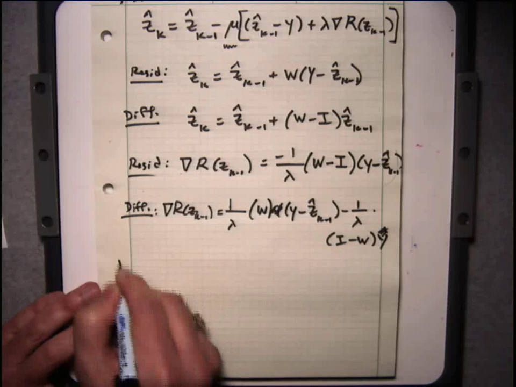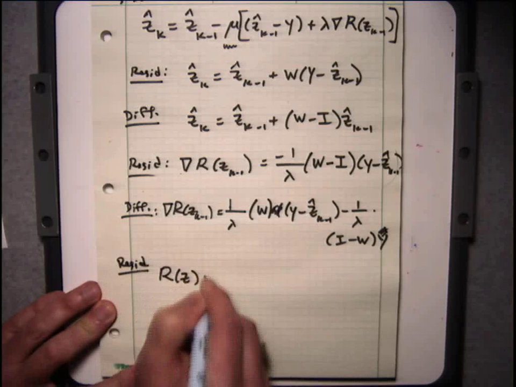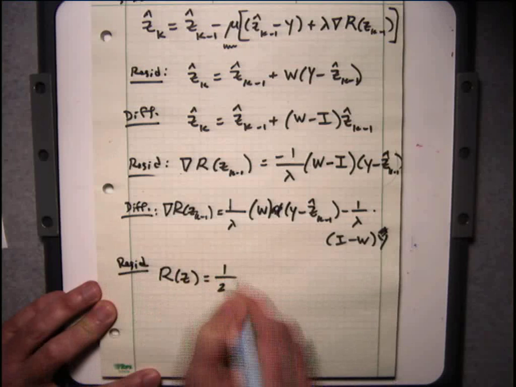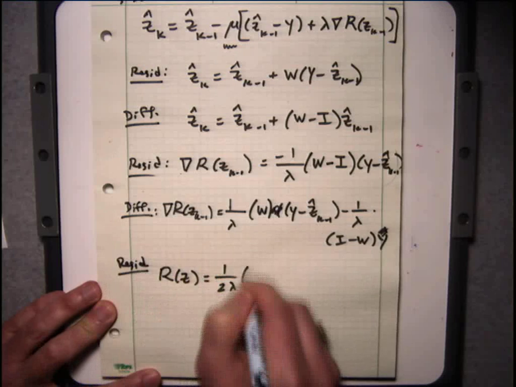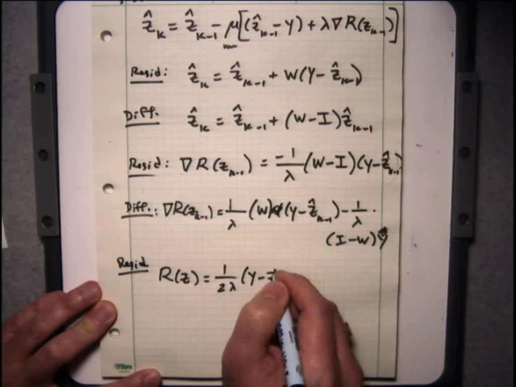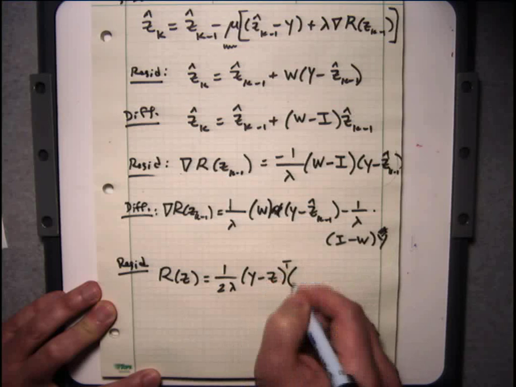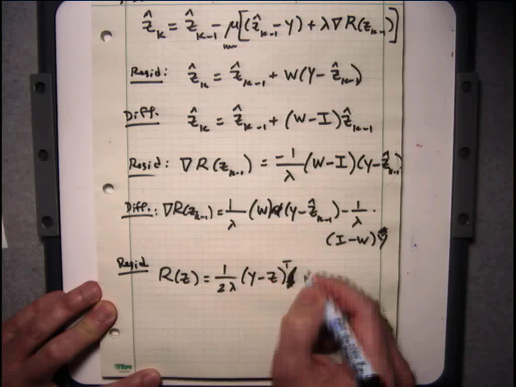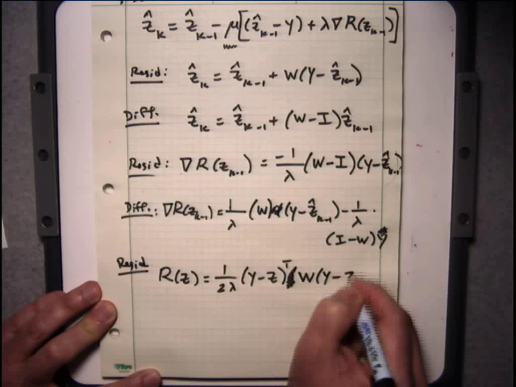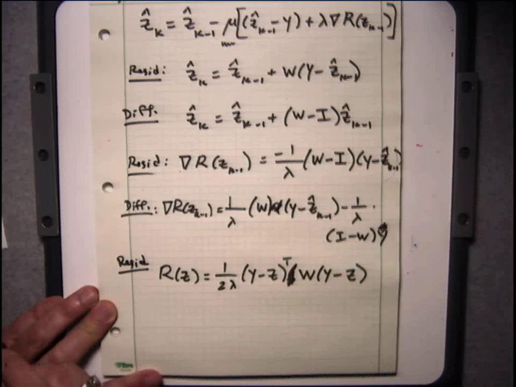For the residual case, r of z turns out to be 1 over 2 lambda (y minus z) transpose W (y minus z). Okay, this is for the residual case.